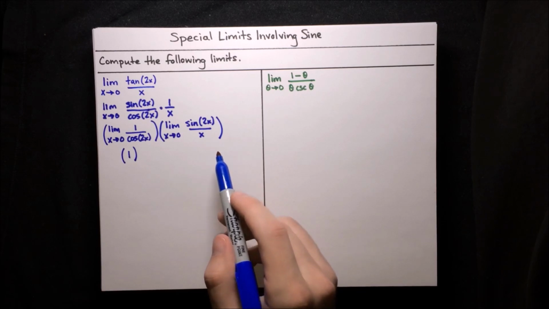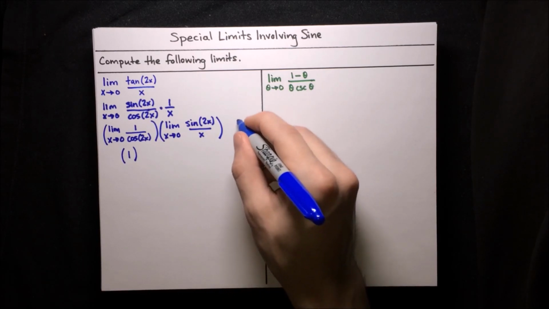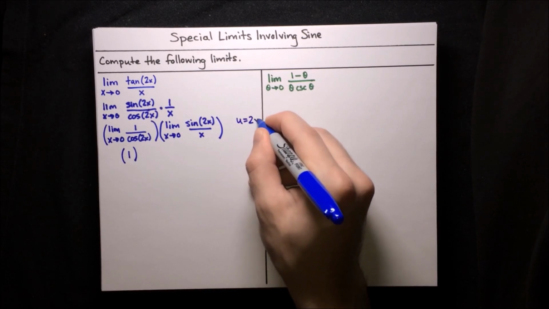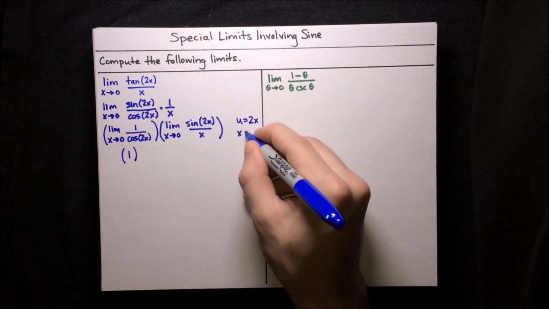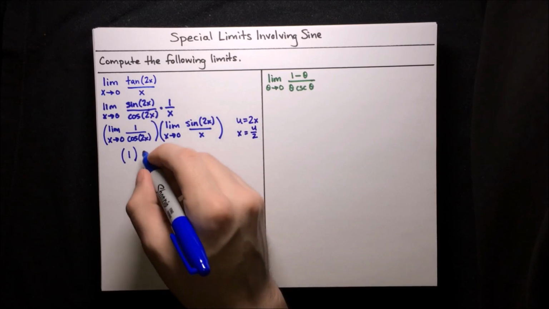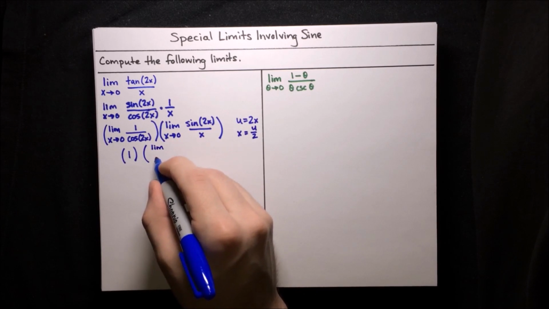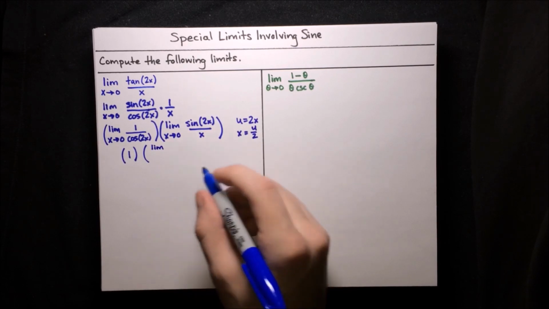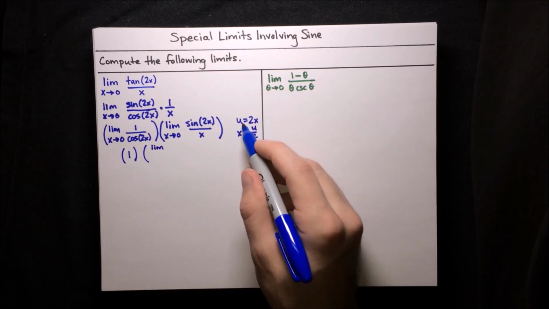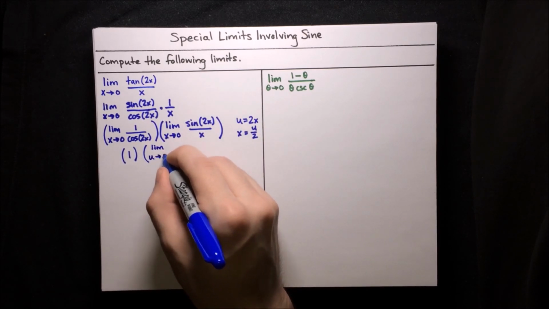All we really have to do is lump this 2x into a single variable, call it u. U equals 2x, and then we'll have x equals u over 2. Okay, so let's sub that into this limit. This becomes the limit as x approaches 0. Well, as x approaches 0, if we plug x equals 0 into this expression for u, we find that u approaches 0 also. So u approaches 0.